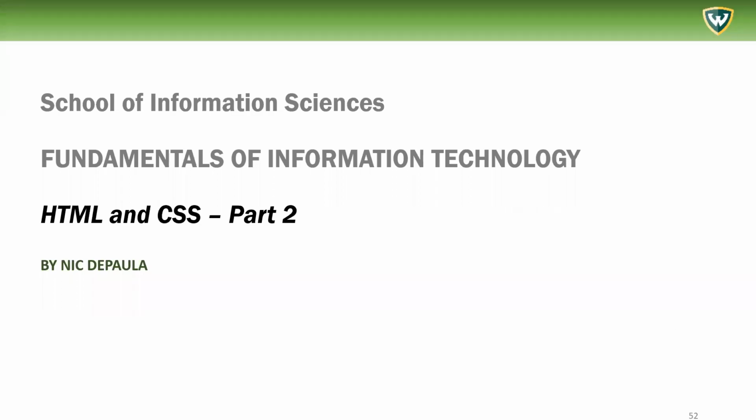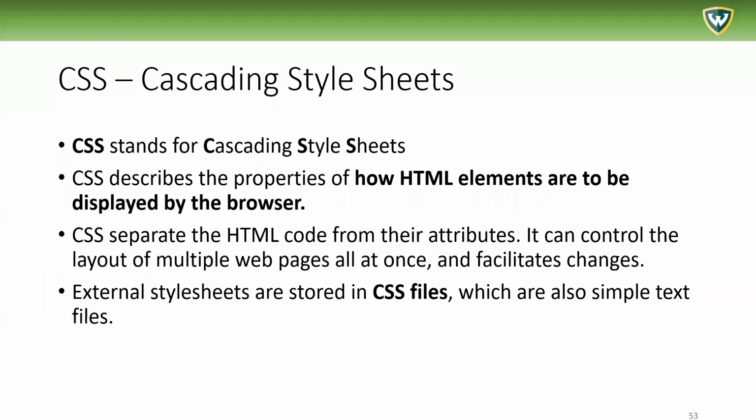HTML and CSS Part 2. CSS refers to Cascading Style Sheets. CSS describes the properties of how HTML elements are to be displayed or rendered by the browser.